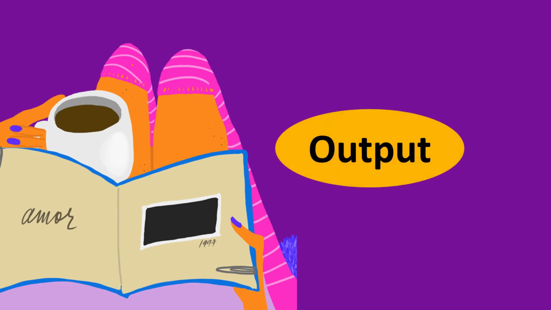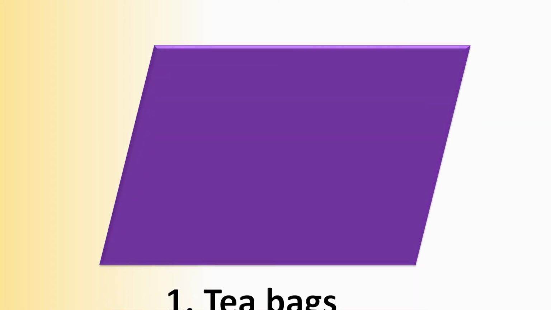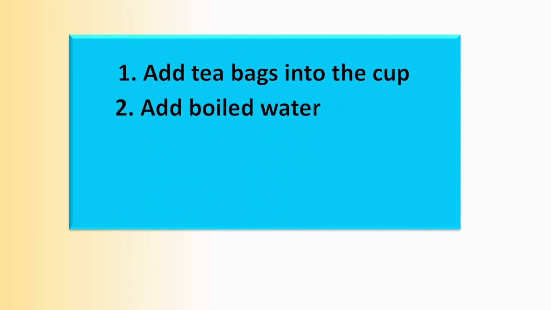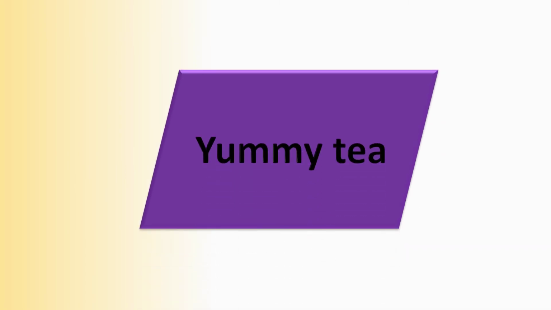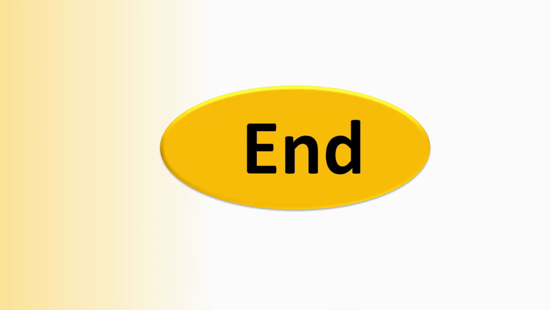Now let's add them into our flowchart. First, we should begin the flowchart with the oval shape. Now let's add the ingredient inputs with the rhombus. So now we can write the process inside our rectangle. Final output should be displayed within the next rhombus. Now we can end our flowchart with our final oval.